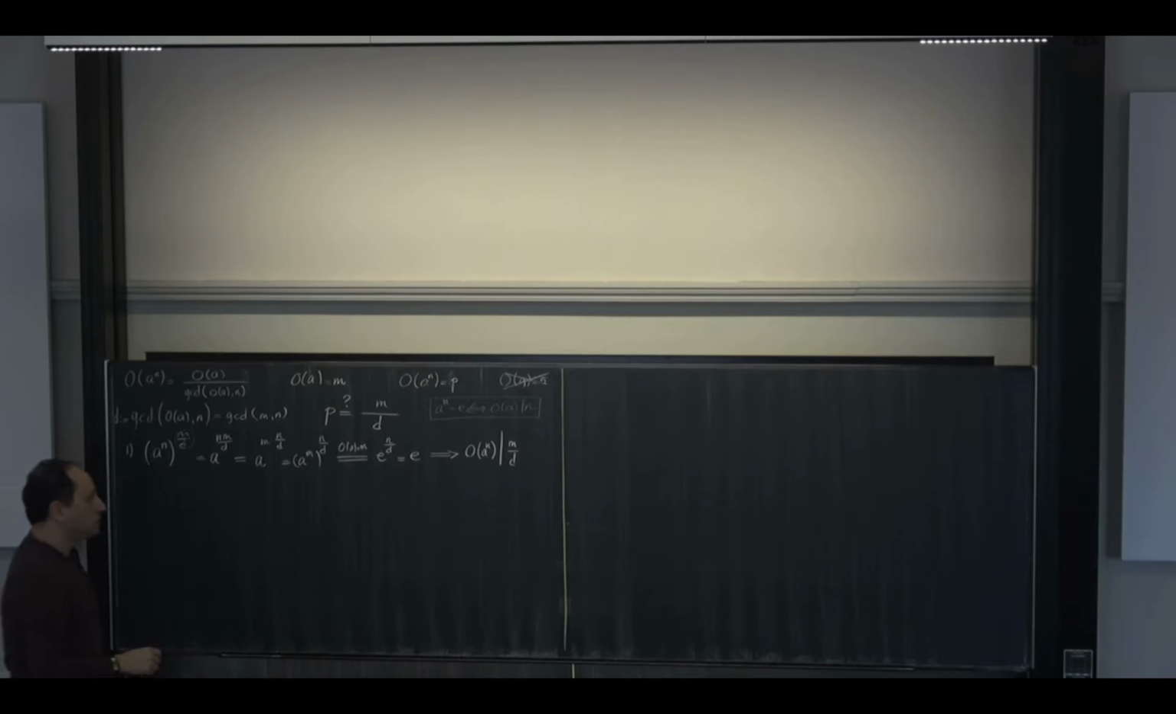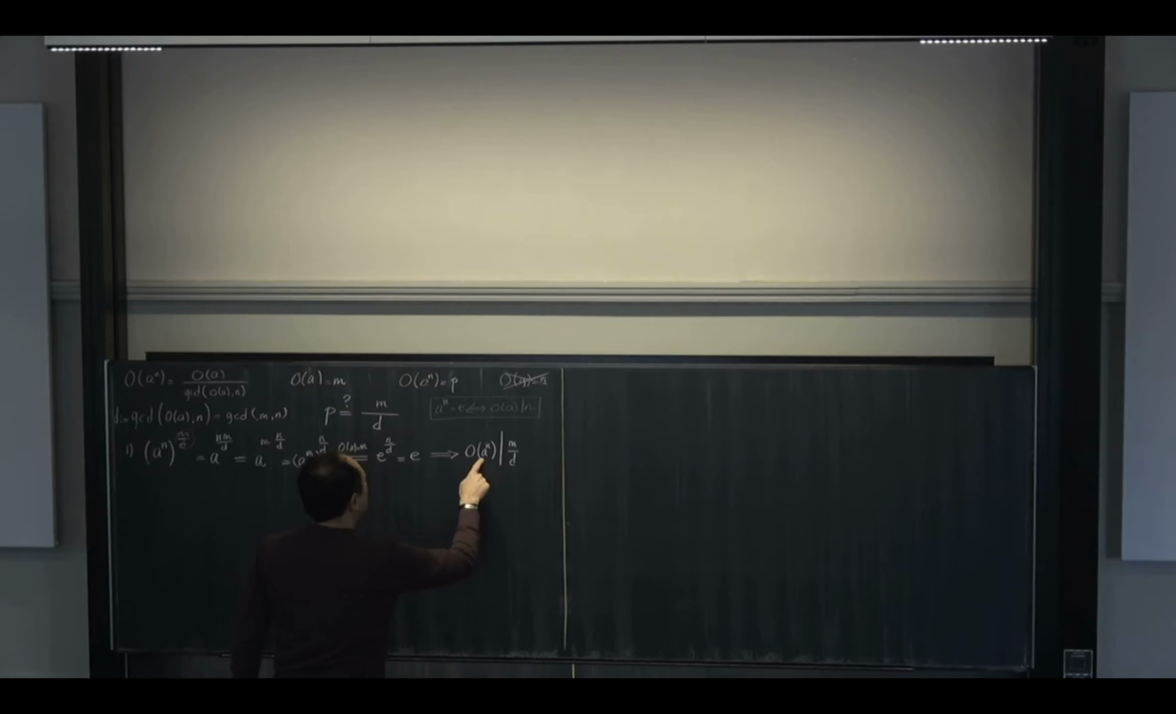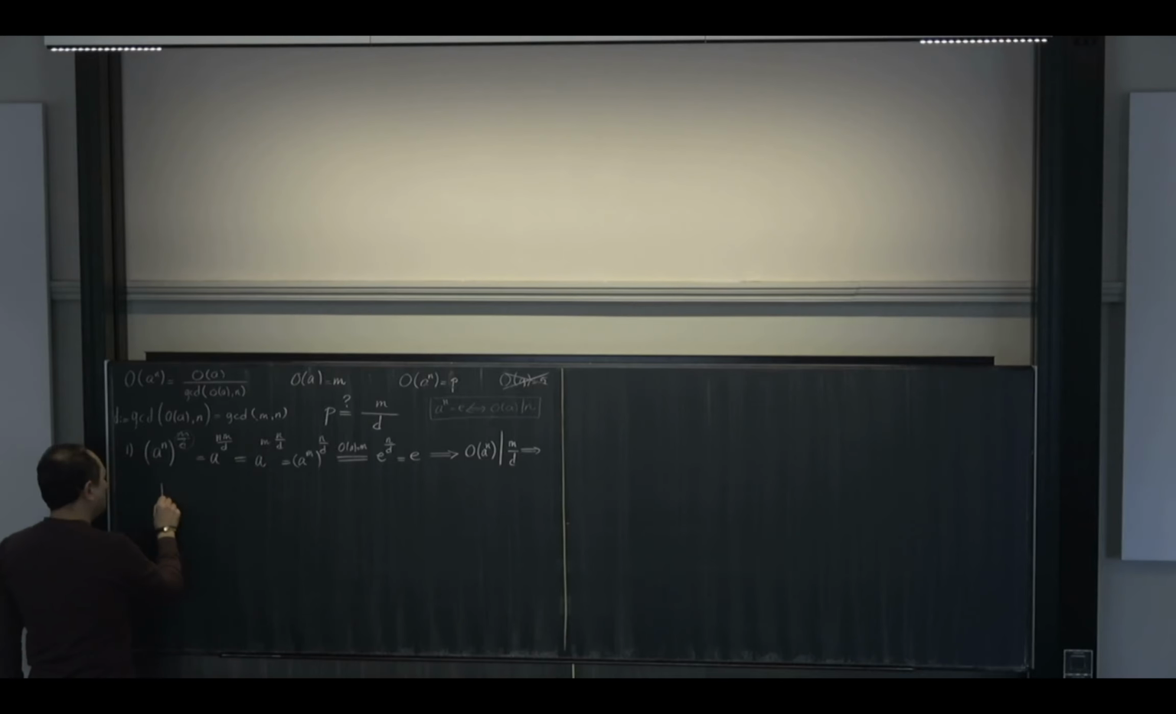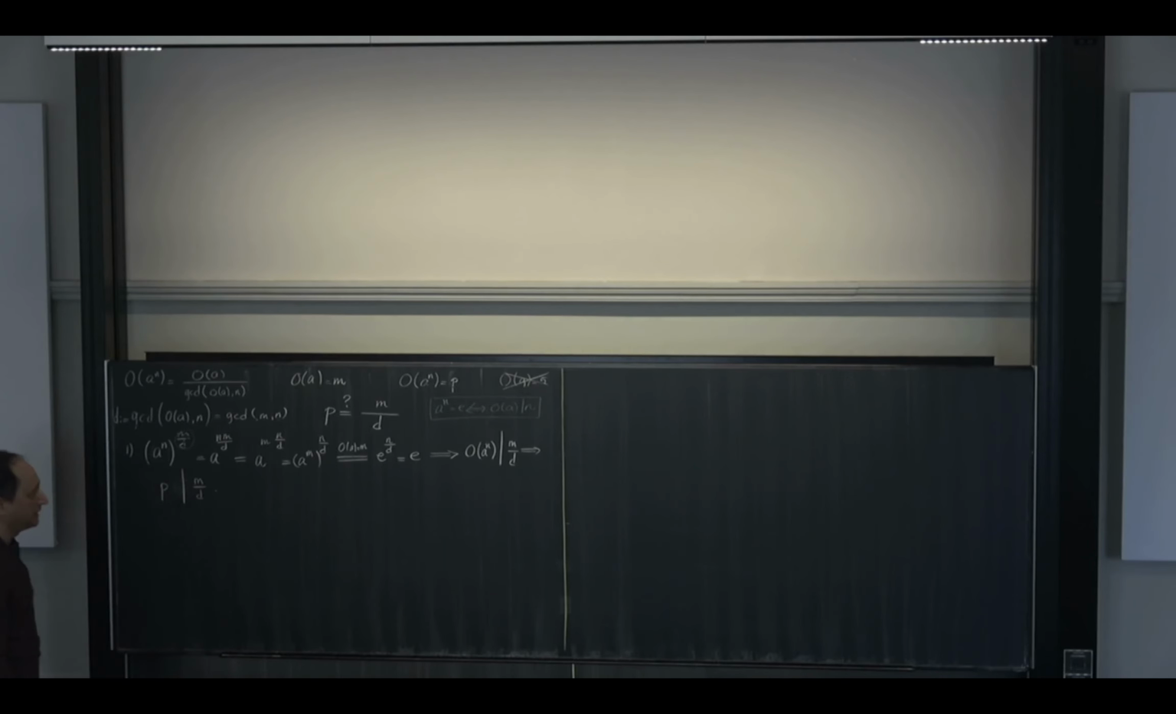Okay. So now what does it mean? This one, I called it P. So this means that P is definitely less than or equal to M over D. Okay, let me write it like this.